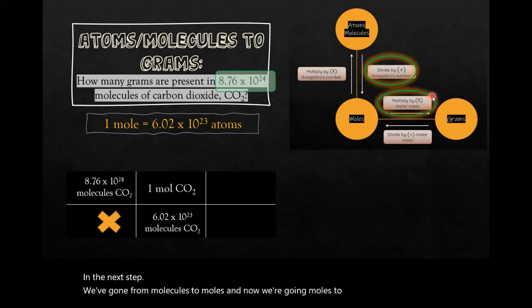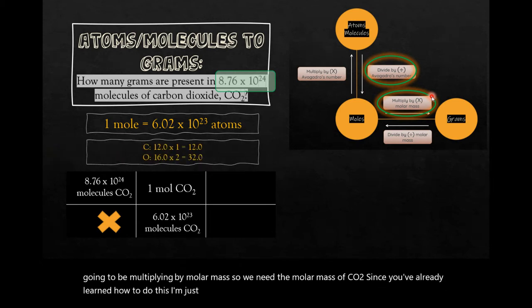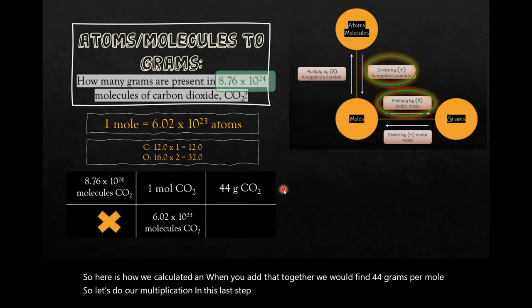In the next step, we've gone from molecules to moles, and now we're going moles to grams. And we see we're going to be multiplying by molar mass. So we need the molar mass of CO2. Since you've already learned how to do this, I'm just going to give it to you. So here is how we calculate it, and when you add that together, we would find 44 grams per mole. So let's do our multiplication. In this last step, we're going to be multiplying, so it goes on top, and that's per 1 mole.